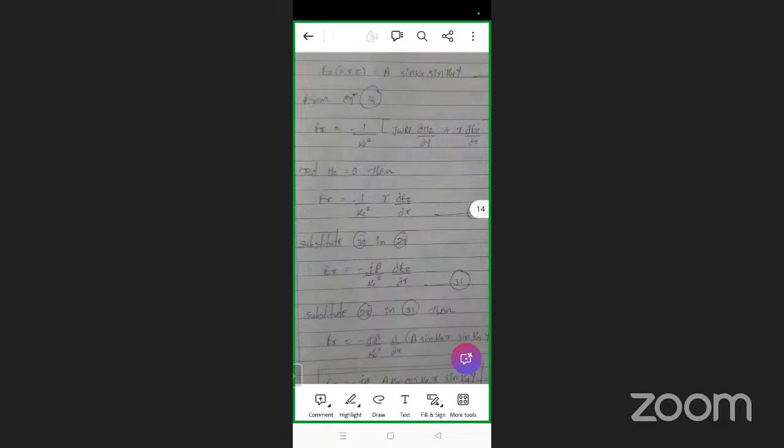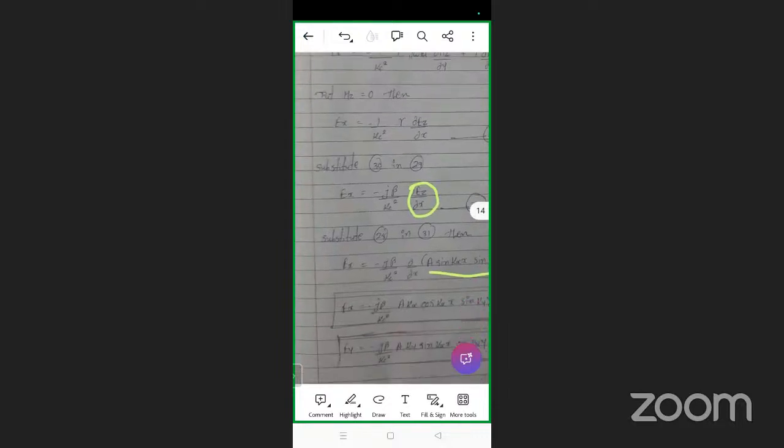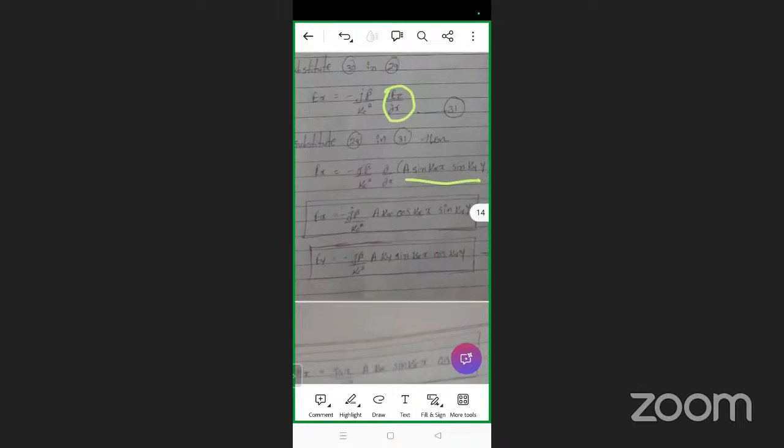Again substitute 28 in 31. What is 28? We know that dou z by dou x equal to a sin kx sin ky. That is substituted here. After substituting, we got the final equation. Now differentiation with respect to x, what is the sign of differentiation? Plus cos. Kx came here and a is coming to the beginning. In place of sin x, cos x is written. And the second term is written as it is, sin ky of y.